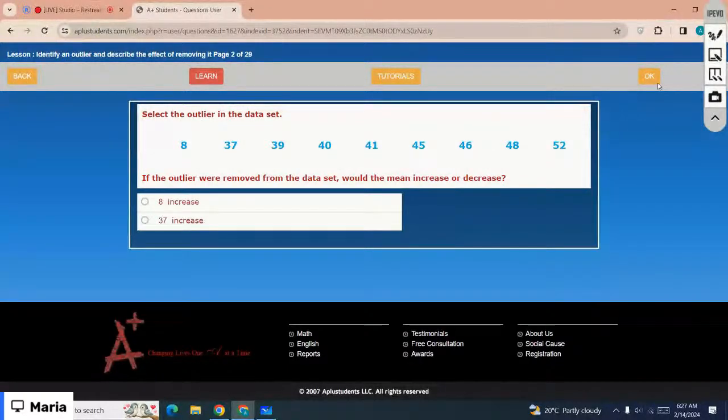Select the outlier in the data set. So which is the correct option? The correct option is 8, and when you remove the 8, the mean is increased, right? The correct option is 8. Got it?